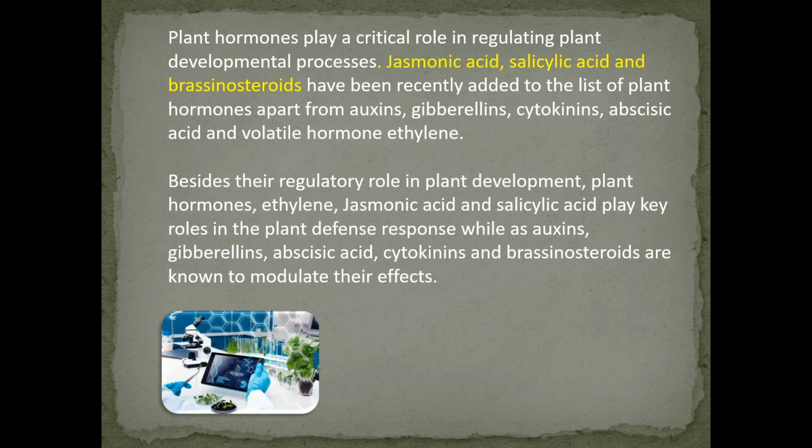Beyond regulating plant development, the plant hormones ethylene and jasmonic acid play a key role in plant defense response, as do auxin, gibberellin, abscisic acid and cytokinin. Brassinosteroids are known to modulate these effects. Abiotic stresses such as heat, drought, salinity, waterlogging, heavy metal toxicity and soil erosion adversely affect growth, development and yield, resulting in high economic loss at the expense of global food security. Under combined abiotic stresses, the biological and economic yield losses of numerous crops are greater than under individual stress.